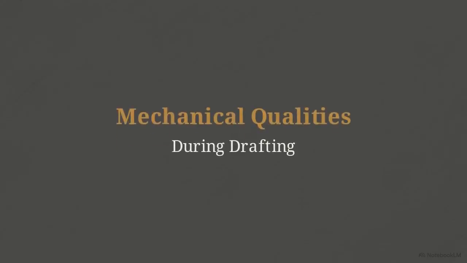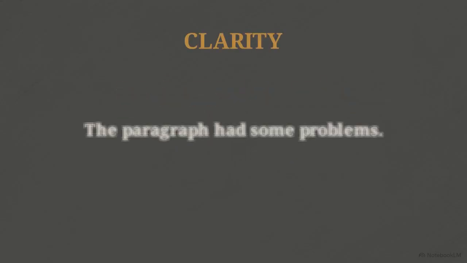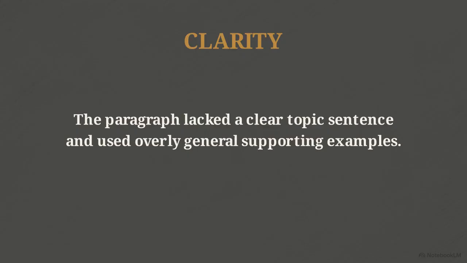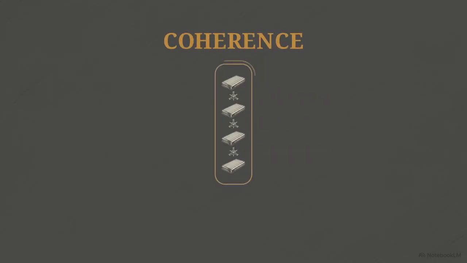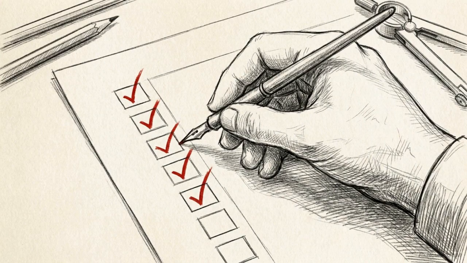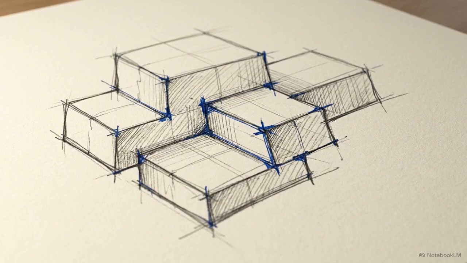The next 3 are mechanical qualities applied during the drafting process. You need clarity, which means choosing precise words over vague ones. You need unity, where every single sentence sticks strictly to one central idea, and coherence, ensuring those ideas flow in a logical order. These 5 qualities provide the precise, measurable standards academic readers use to evaluate the strength of your writing. To actually execute those 5 qualities, writers rely on a highly practical framework, the standard 5-sentence academic outline.